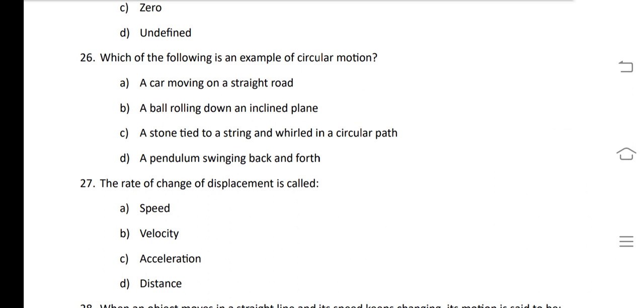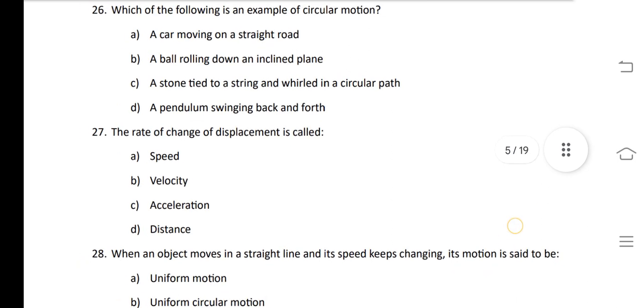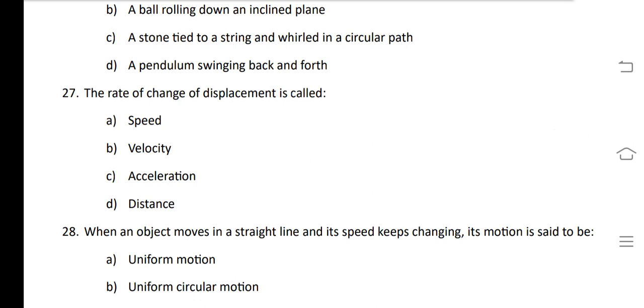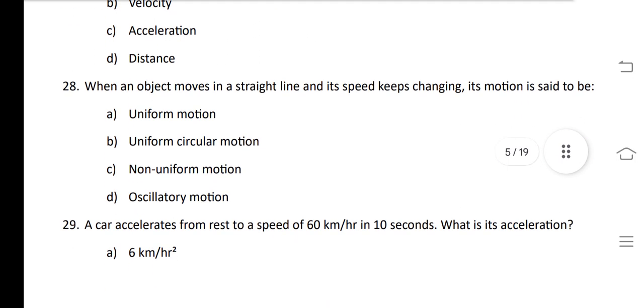In the next question, which of the following is an example of circular motion in which an object is moving on a circular path? That is option number C, stone tied to a string and whirled in a circular path. Our next question is, the rate of change of displacement is called velocity. The next question is, when an object moves in a straight line and its speed keeps changing, its motion is said to be non-uniform motion.